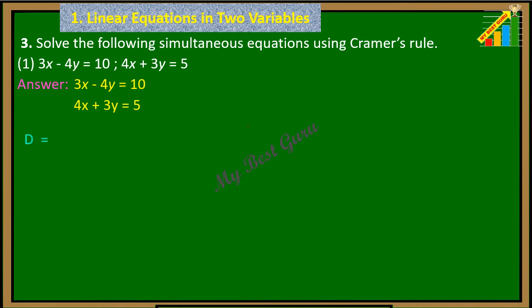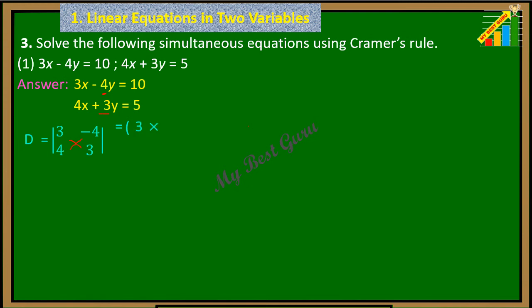So here, the value of D. The first determinant: you have to take the values 3 and 4, 3, 4 here. So 3, 4, minus 4 and minus 3. So minus 4, minus 3. Now just find out the value for this D. So D is equal to, you have to cross multiply that. So 3 multiplied with 3 and 4 multiplied with minus 4.